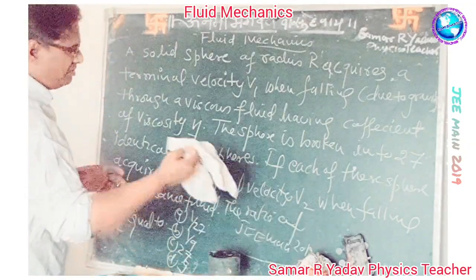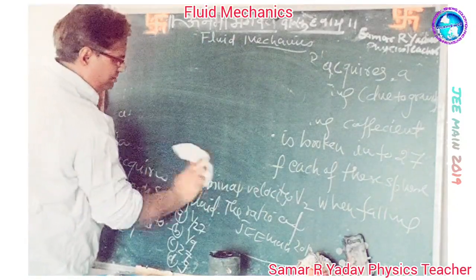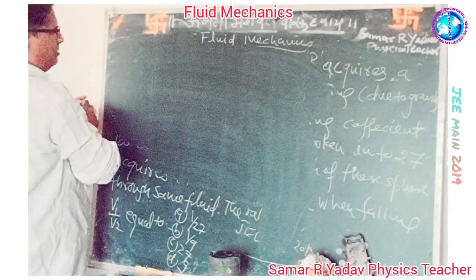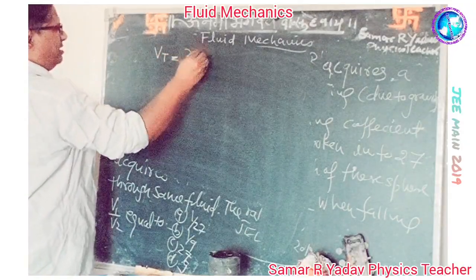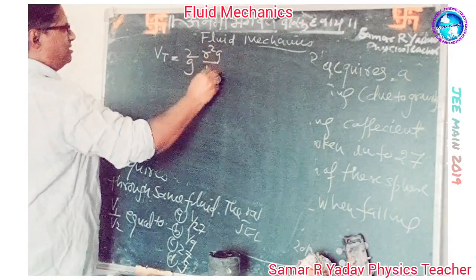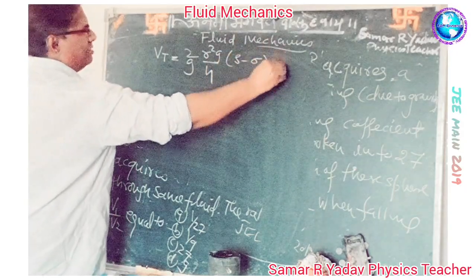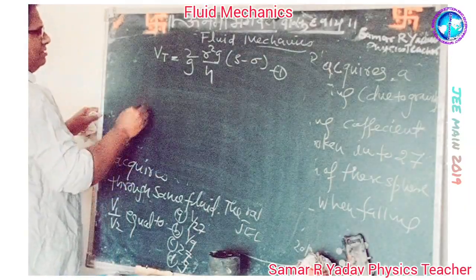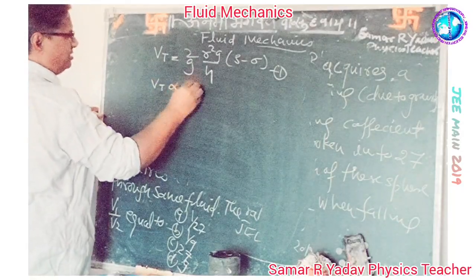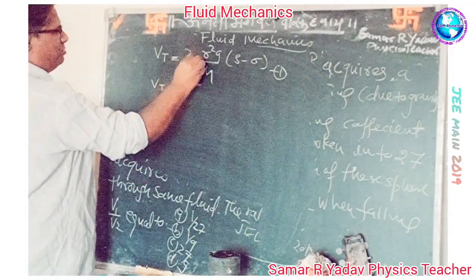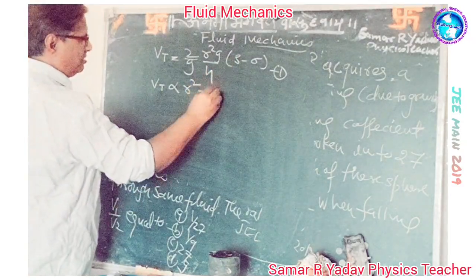Now to take the solution here, we know the formula for terminal velocity: Vt is equal to 2 upon 9 r square g upon eta into rho minus sigma, equation number 1. Here we can say that Vt is directly proportional to the square of its radius. Everything else here, that is 2 upon 9, g, eta and rho minus sigma, is constant. So this is equation number 2.